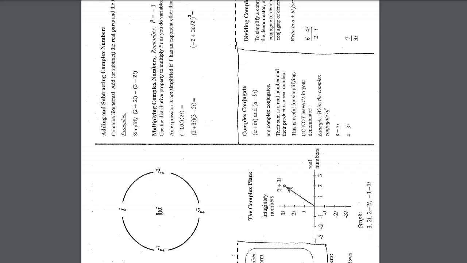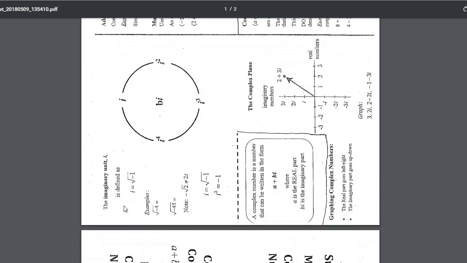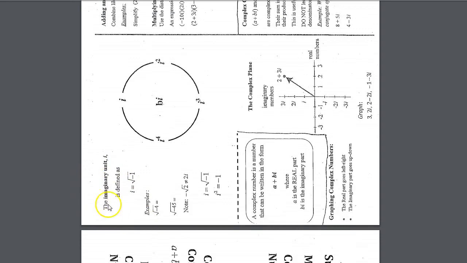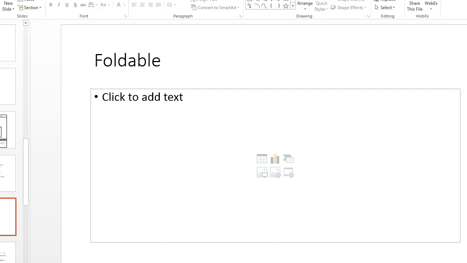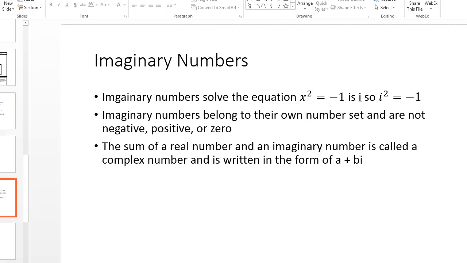First off, when you look at your foldable, I want you to look at this right here, the imaginary unit i. It's already written down here, okay? But what's really important for you to understand is some patterns of i. So let's talk about that first, okay? When we talk about patterns of i, and I'm going to click over to my other screen. Actually, you know what? Let's go back a step here.